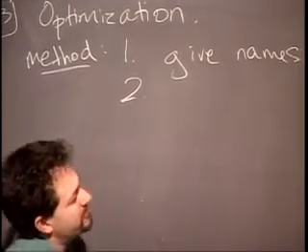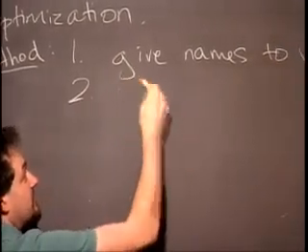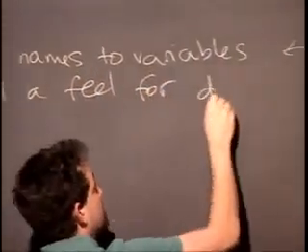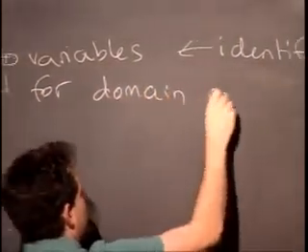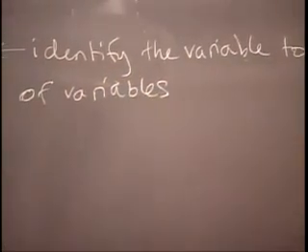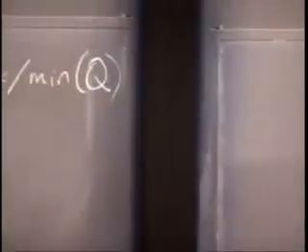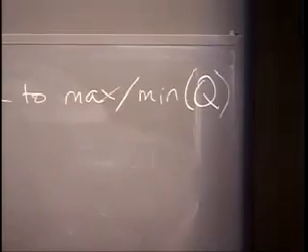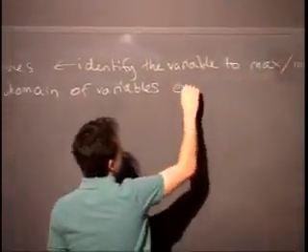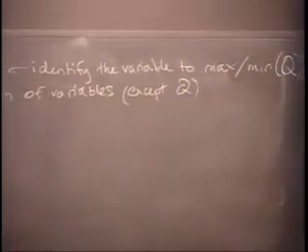An often overlooked thing is try to get some feel for the domain of the variables. By the way, when I say identify the variable to maximize or minimize, for the moment I'm just going to call it Q, quantity. You can call it whatever you like. I have to call it something for the purpose of this. So in step 2, get a feel for all the input variables except Q, which is going to be the quantity that depends on the other variables.